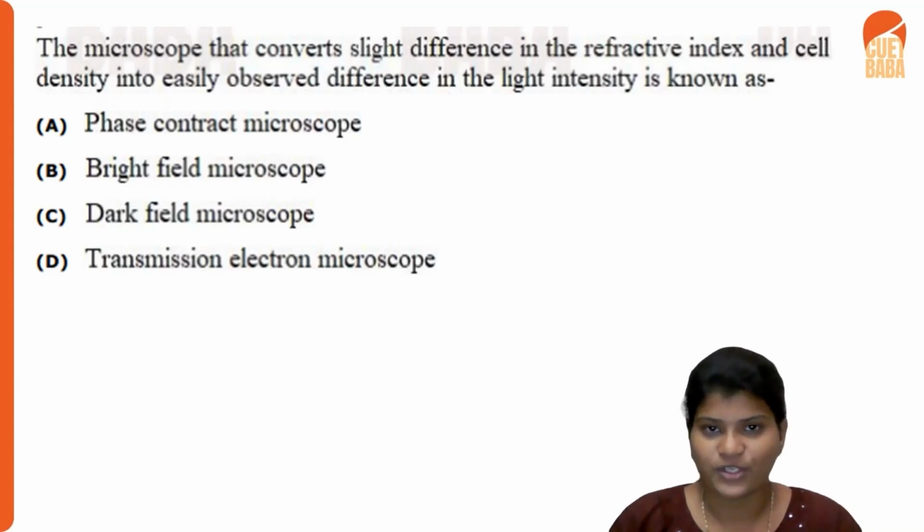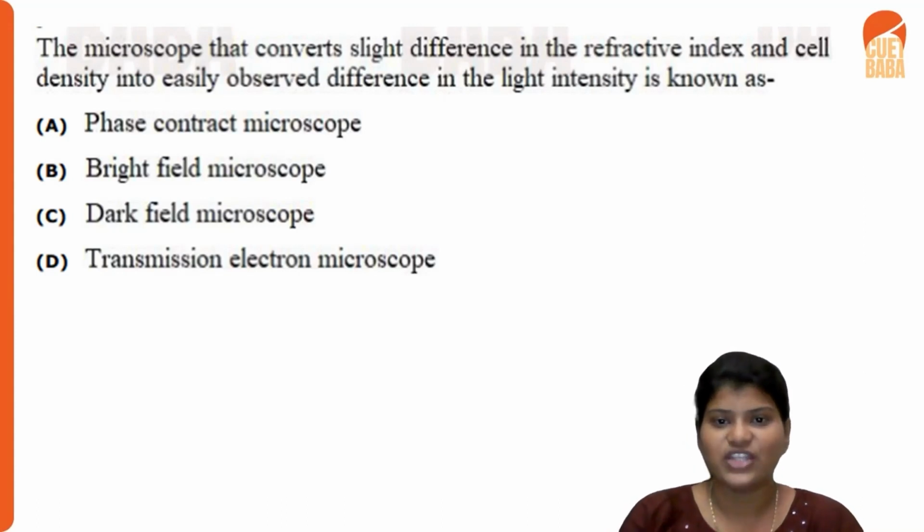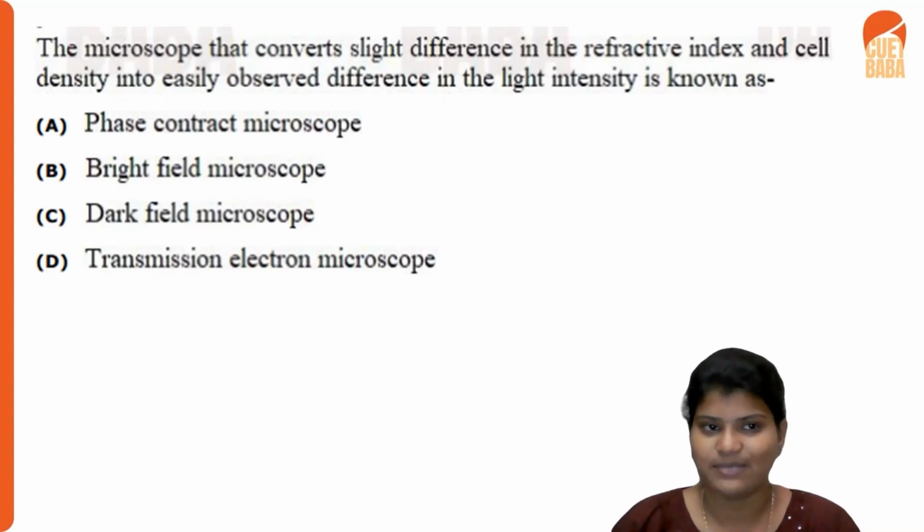So these two options won't come. The last one is phase contrast. Option A is the correct answer. So by changing the light intensity, we will get different images of the specimen.